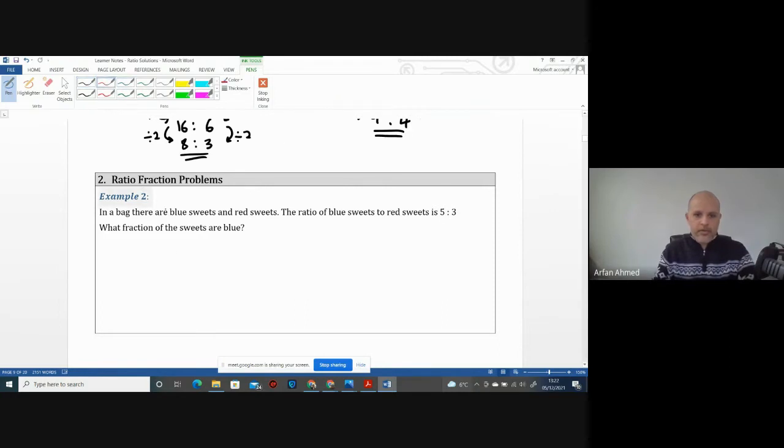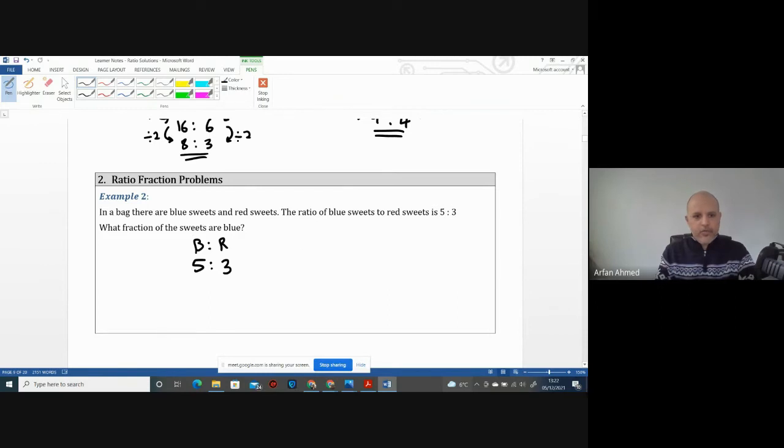So let's write a ratio down first. 5 to 3. So what does the 5 represent? 5 is blue and the 3 is red. Yep, because that's the order they tell you.